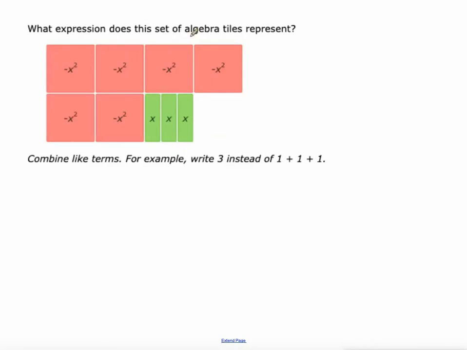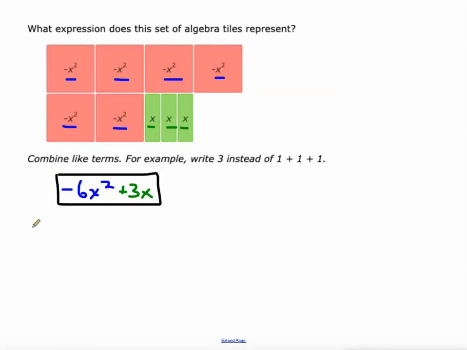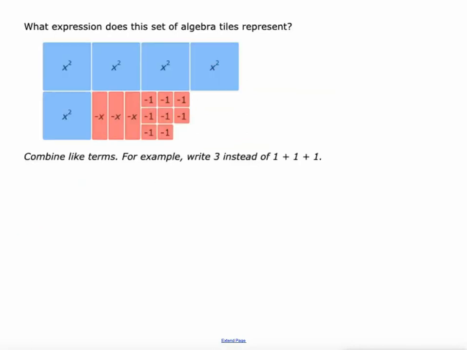Fourth example here gets into some negatives. So 1, 2, 3, 4, 5, 6 negative x squared. So it's like negative 6x squared. Then we also have the 3 x's, plus 3x. And there are no 1's this time, so we could write plus 0, but that wouldn't be very simplified. So we'll just leave it as negative 6x squared plus 3x.